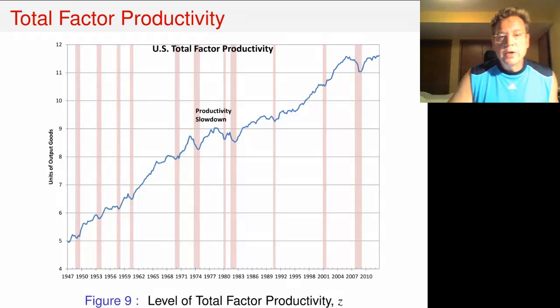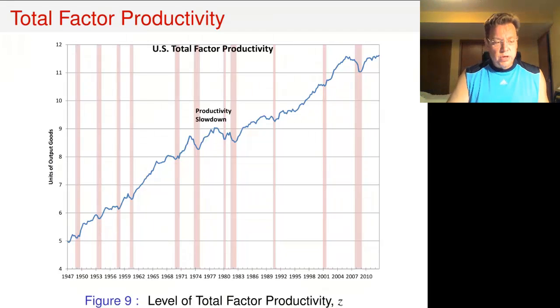We're now going to turn to our second thought experiment, which asks, what are the effects of an increase in total factor productivity, the Z in our model, holding government spending fixed? So first I'm going to review the time series of TFP. You've seen this picture a few times before, but it's so important that it's worth emphasizing it again.